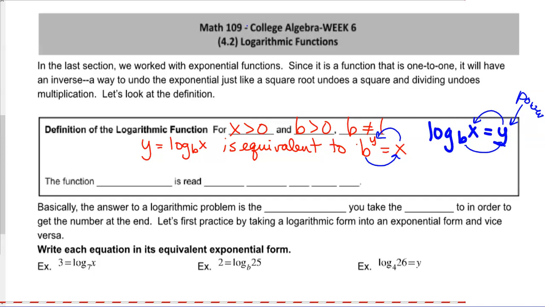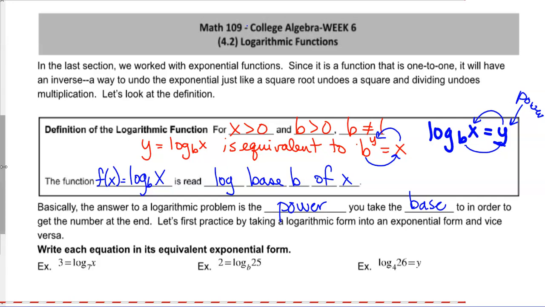Now, the function f of x equaling log base b of x is read log base b of x. Basically the answer to a logarithmic problem is the power you take the base to in order to get the number at the end. So again, the answer to a logarithmic problem is a power.